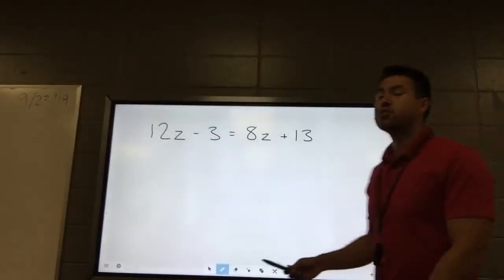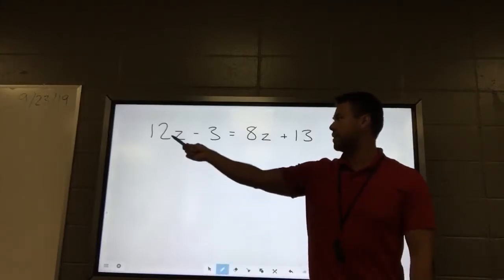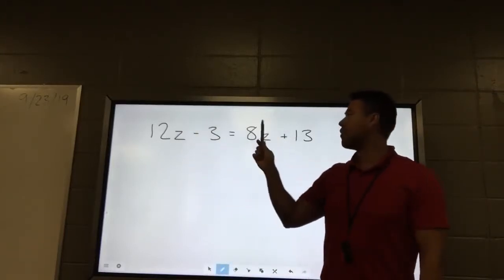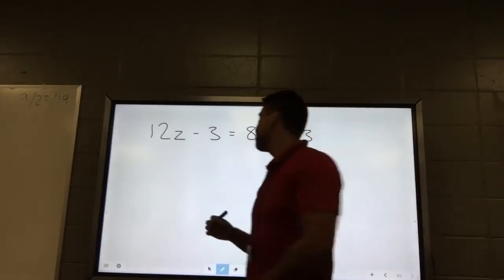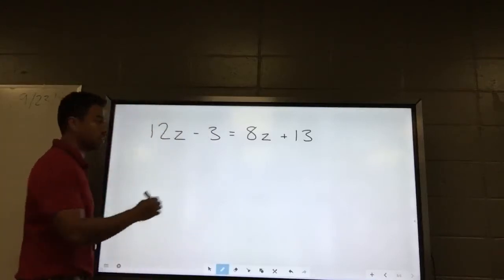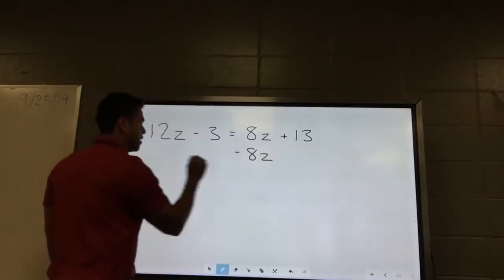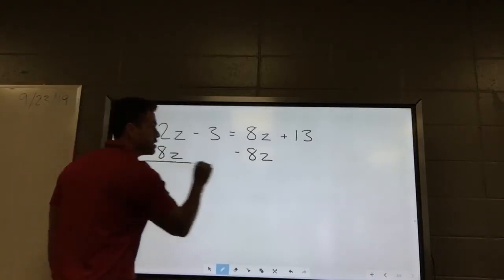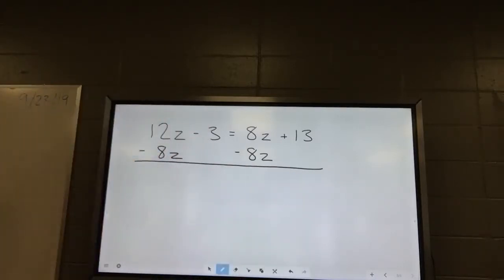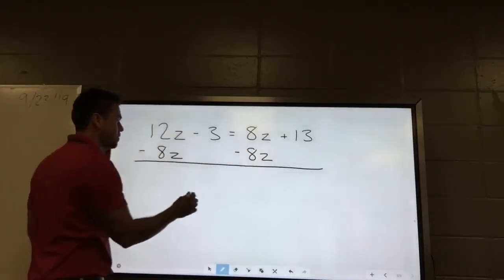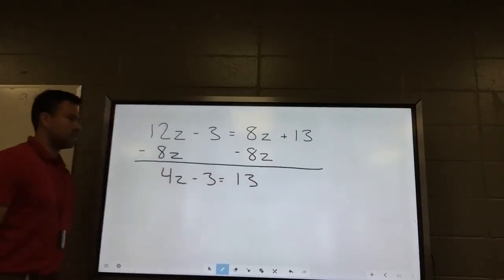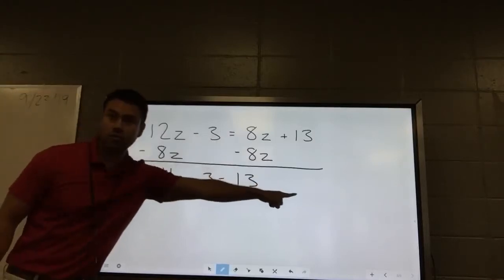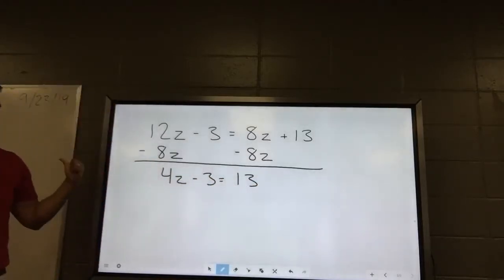Okay. The first thing we did on that last problem was we subtracted 12z from both sides. How can I get rid of the variable from the right side and get it only to the left side? Subtract 8z. So go ahead and do that again. I'm allowed to do that because of the subtraction property of equality. I'm allowed to take away from both sides. So I get 4z minus 3 equals 13. Last time I got negative 4z over there, and now I got positive 4z over here.